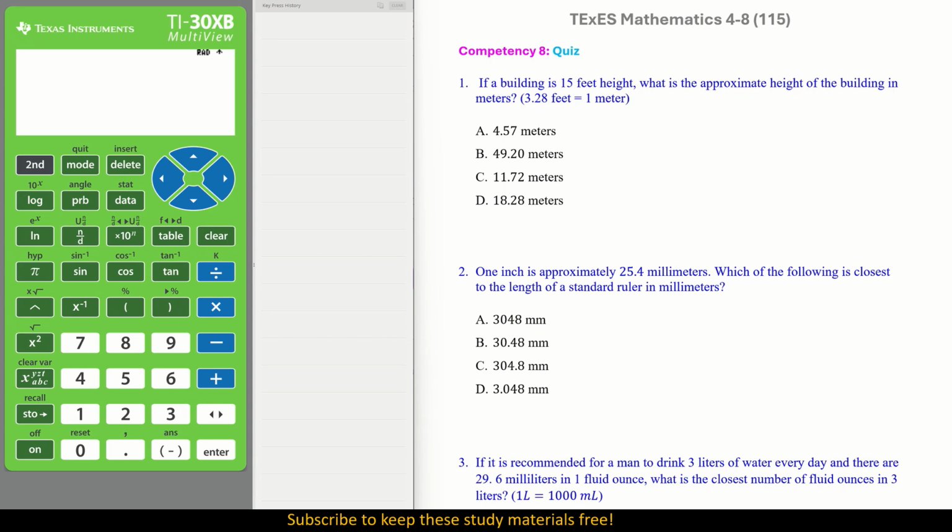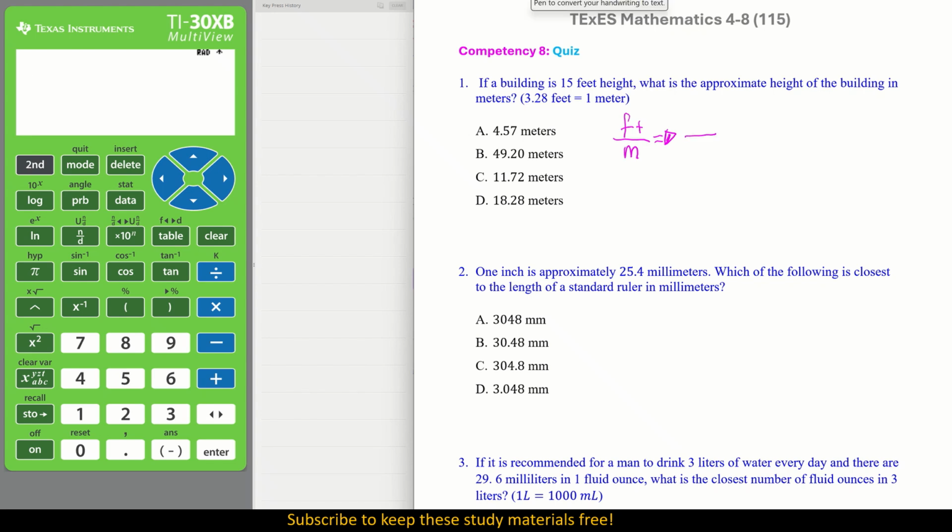Number 1, if a building is 15 feet high, what is the approximate height of the building in meters? Now, they give us a reference of 3.28 feet equals 1 meter. Okay, that makes sense. So what are we really doing? Well, this is a proportion where we need to go from feet to meters.